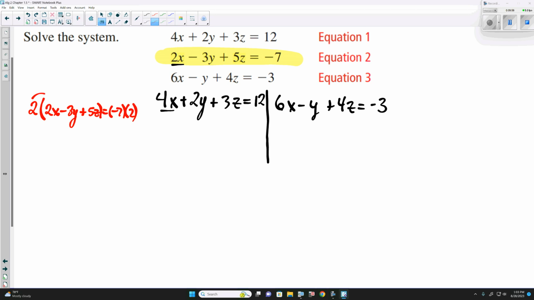I'm going to distribute the 2. 2 times 2x is 4x. 2 times negative 3y is negative 6y. And 2 times 5z is plus 10z. We don't have to write the plus, because without a sign in front of it, it's understood to be positive. And then we have negative 14. Any questions on how we got this first equation?